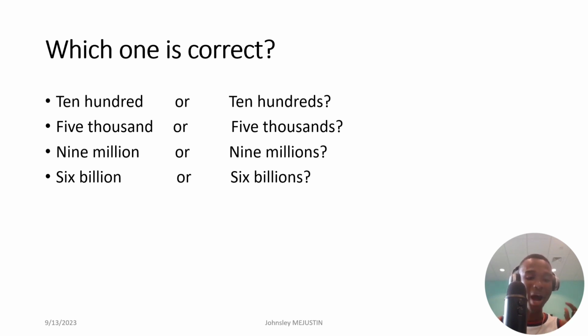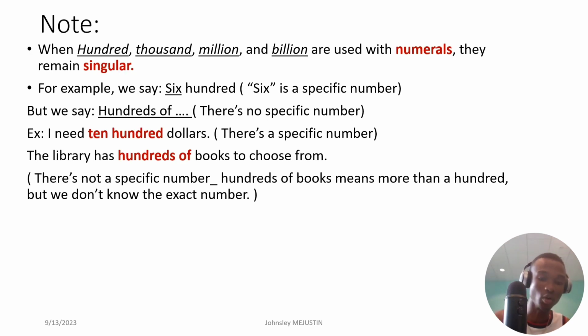But now, why not 10 hundreds or whatever? Which one is correct? Do we say 10 hundred or 10 hundreds? Because we have more than 100. Is it 5,000 or 5,000s? We have more than 1 million. Is it 9 million or 9 millions? 6 billion or 6 billions? Let's find out. Take some notes right now.